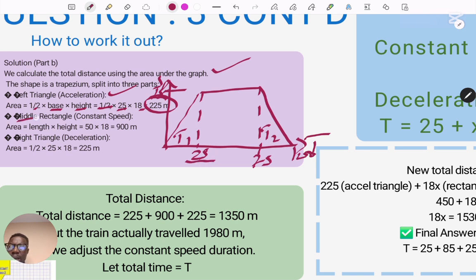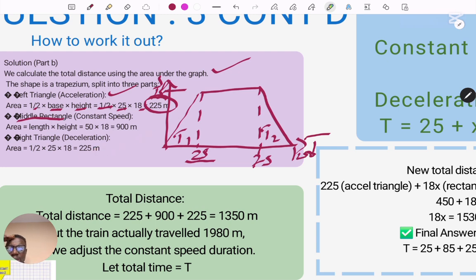In the middle, is it a rectangle? Truly it is a rectangle. We can see it here now. The middle rectangle is 50 length, and the height is 18. The area under this graph is length times breadth, or the height of the graph, which is 50 times 18, that is 900 meters. And then the area under the graph for the third part, the deceleration triangle, gives us 225 as well, just like the first one.